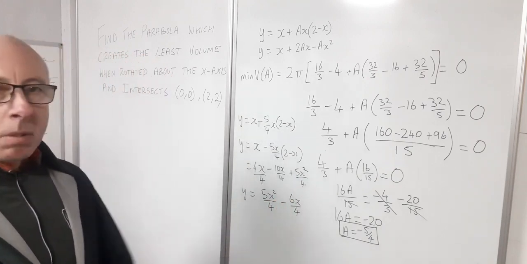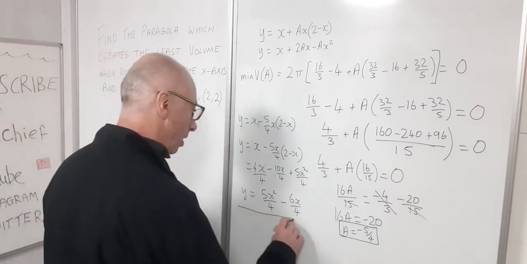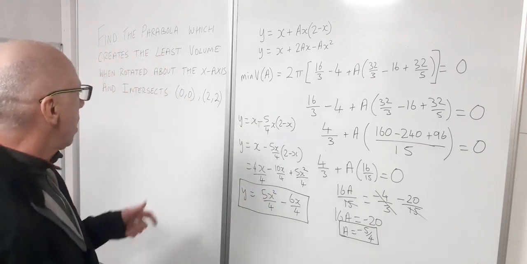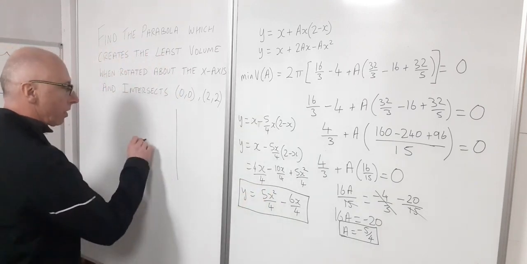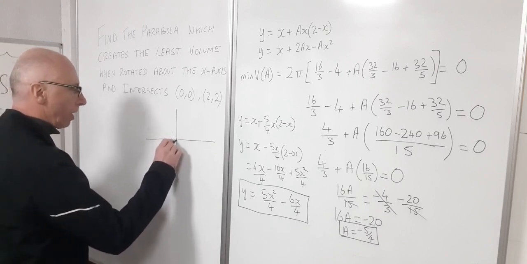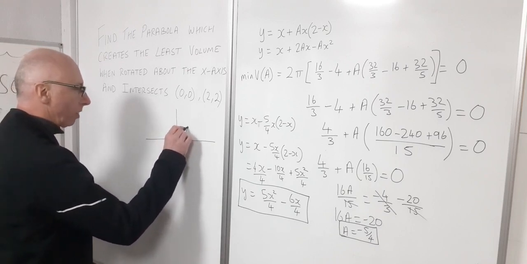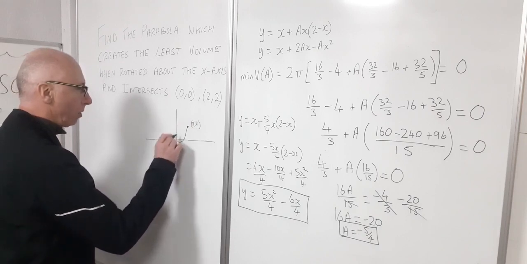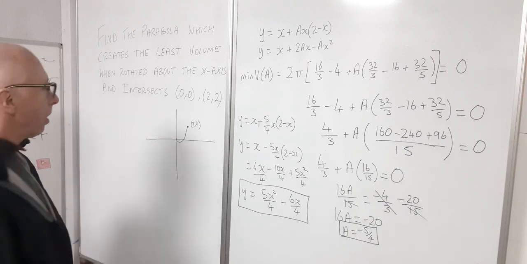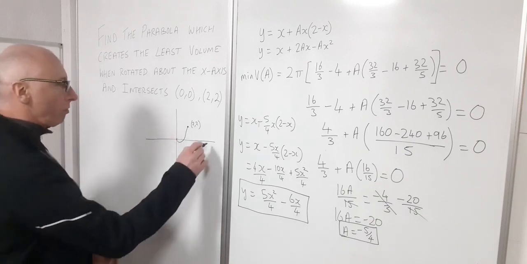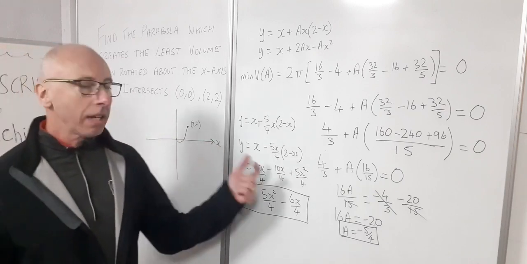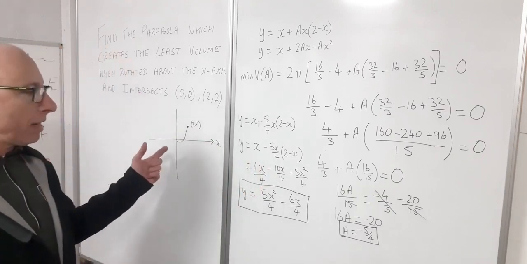So that is going to be my parabola that I need for my minimum surface of revolution along my x-axis. So if I can draw that parabola up on there, that will appear something a little bit like that, where that point there is 2, 2, and that's my origin 0, 0. And that will give me my least volume of rotation around the x-axis. So I'm going to draw a graph of that and display it at the end of this video so you can see what that is.